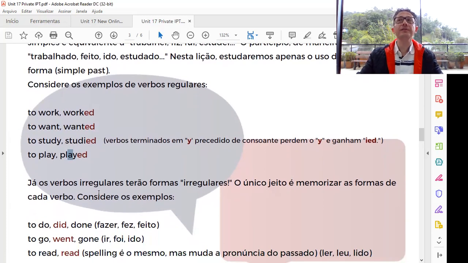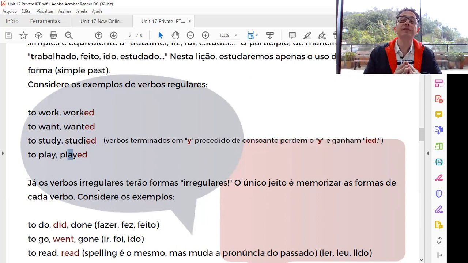And when the verb is regular, then you don't need to worry about the third form of the verb. Like, for example, you have trabalhar, to work, trabalhou, worked, trabalhado, worked too. So the third form, the past participle, is the same as the second form, okay? So you don't need to worry about memorizing the third form because it's the same as the second form, okay? The simple past. So to work, worked, worked, ed.